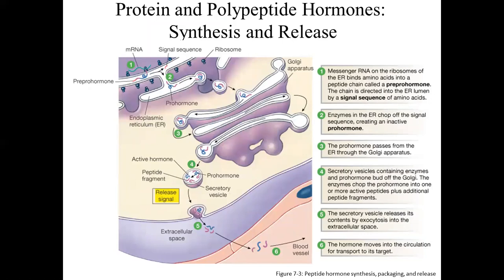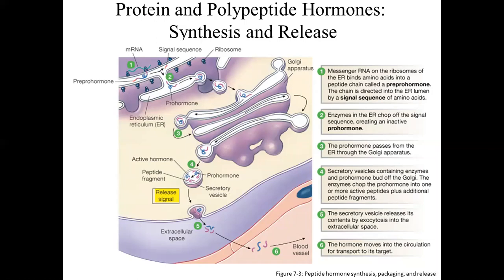So how do they synthesize? As I mentioned before, they are peptide and protein hormones. They are produced from the DNA as a consequence of transcription and translation processes. This figure shows the steps of the production and synthesis of the protein hormone or peptide hormone.